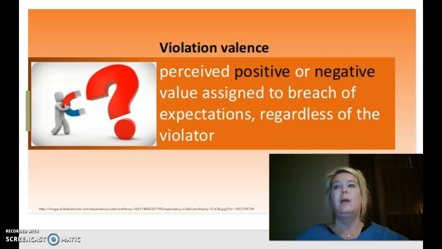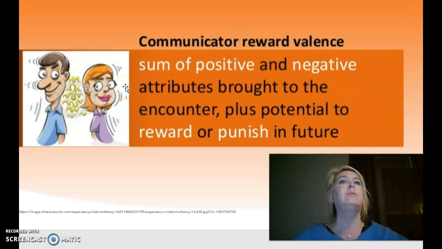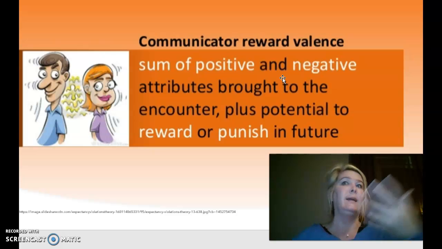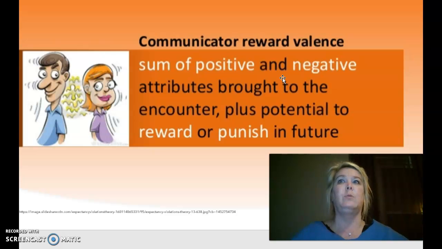And then the third, communicator reward valence, is the sum of the positive and negative attributes that are brought into the encounter, plus the potential reward or punishment in the future. It goes back to what can I obtain out of this situation? What can I get out of this relationship, or what can I get out of this encounter?